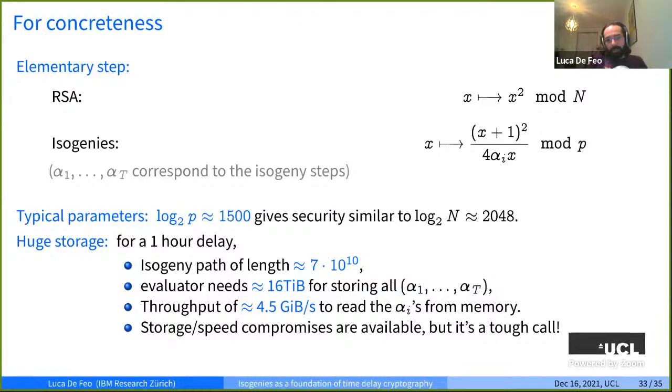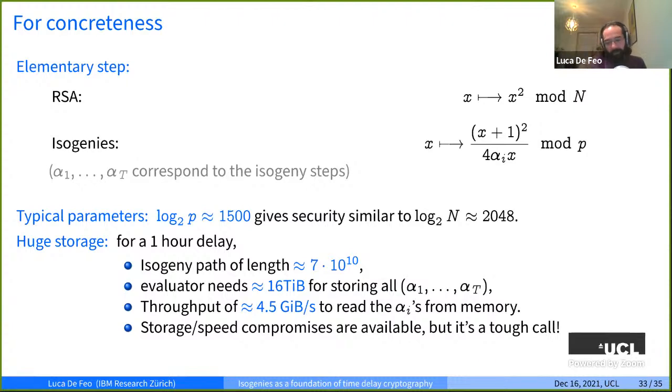Typical parameters for the pairing security will be log p around 2000 bits, maybe slightly less, to get something that's comparable to RSA 2048. And so for a 1 hour delay, using the same kind of ballpark estimate we use for RSA, you will need an isogeny path of length 10 to the power 10. That's a huge isogeny path, which is going to take lots and lots of data to store. And so at the moment, we estimate that to store this information associated to a 1 hour delay, you would need about 17 terabytes of data.